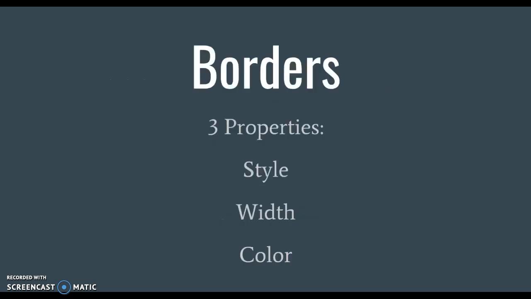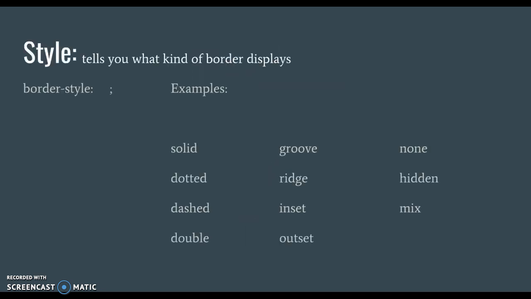First, we're going to start with borders, and there are three properties that we're going to work with: style, width, and color. First, style tells you what kind of border displays, and you use the border-style property. Examples are solid, dotted, dashed, double, groove, ridge, inset, outset, none, hidden, and a mix.